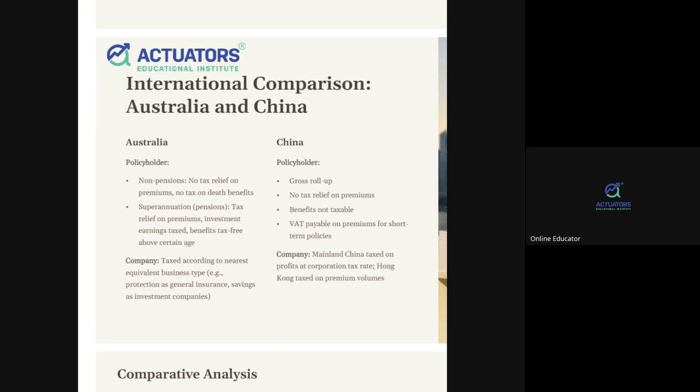For Australia, it says investment earnings are taxed, benefits are tax free above a certain age. That is for pension products. So how can these two things happen together? Investment earnings are taxed, but benefits are tax free. When the earnings are taxed, it is on an I minus E basis. But when they get the maturity benefits, say the actual pensions, they are tax free.